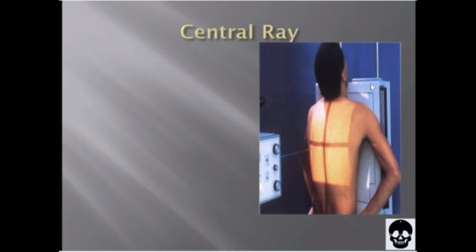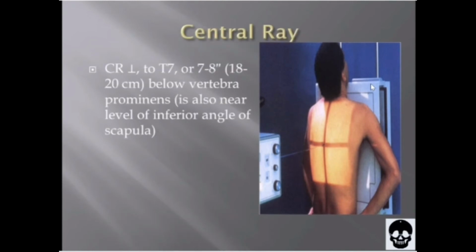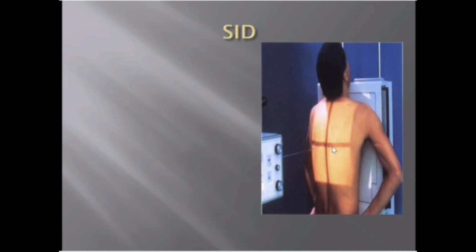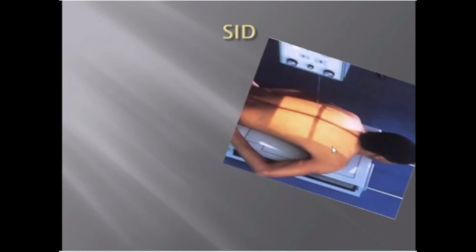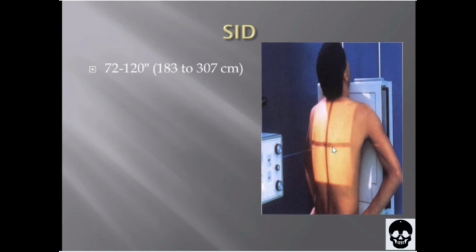Central ray. CR perpendicular to T7, or 7 to 8 inches, 18 to 20 centimeters below the vertebra prominens, which is also near the level of the inferior angle of the scapula. This is the scapula, so the inferior angle of the scapula is near that level. Again, SID: 72 to 120 inches or 183 to 307 centimeters.